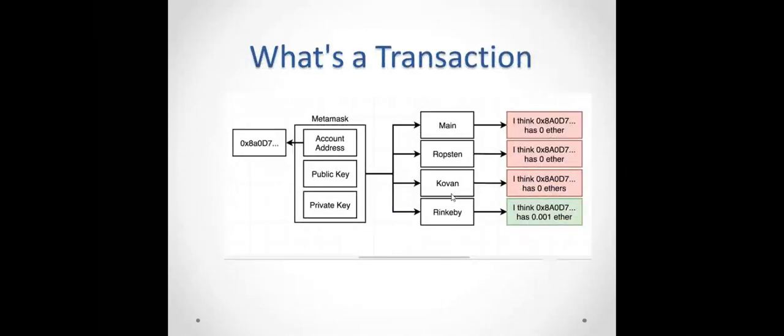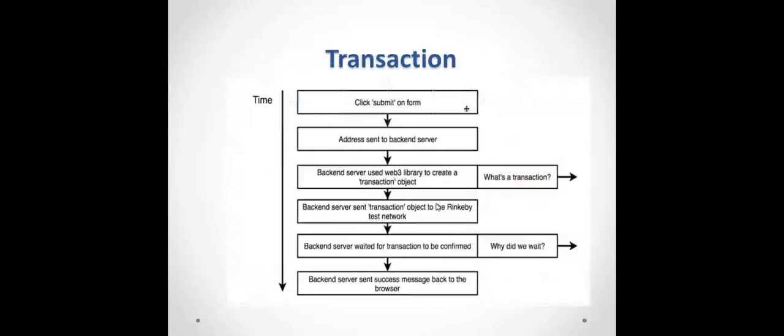The MetaMask account will be the same for different testnets, but you can receive ETH when you change the testnet. It will show you the specific amount of ETH on that network. As you can see over here, we have 0.01 ETH on Rigby test.